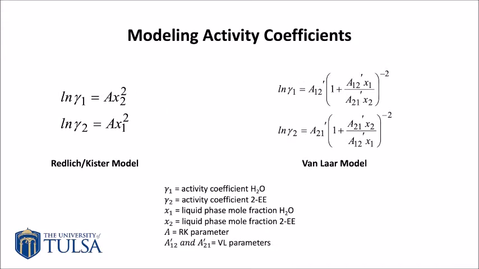If the experimental data are thermodynamically consistent, the activity coefficients can be modeled using both the Redlich-Kister and Van Laar models. For the Redlich-Kister model, gamma and x values are plugged in to solve for A, and A is averaged to find the Redlich-Kister parameter. For the Van Laar model, A12' and A21', the Van Laar parameters, can be calculated using a nonlinear least squares regression after calculating both the left and right-hand side of the equations.